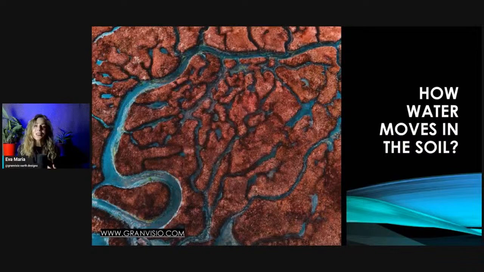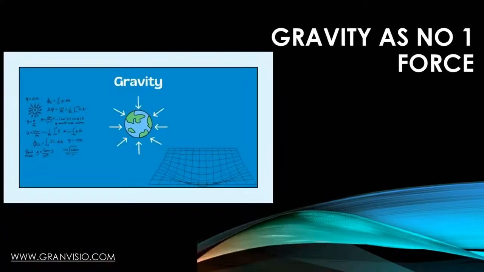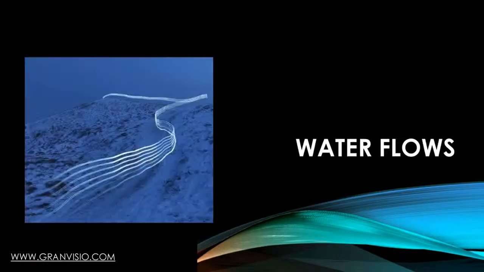So I hope so far so good. Let's move on to the second point, which is understanding your soil and what happens when it rains. So when it rains, gravity is the main force that decides how water moves around in nature. Water tends to take the easiest route.